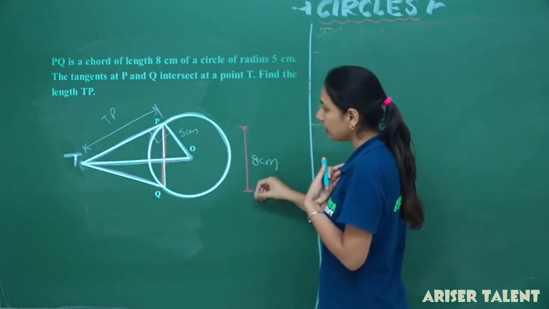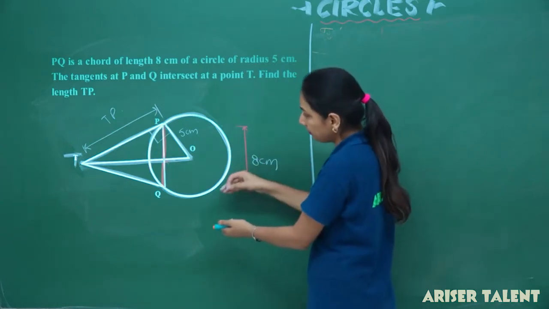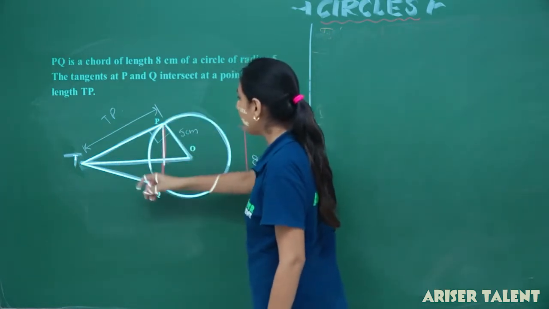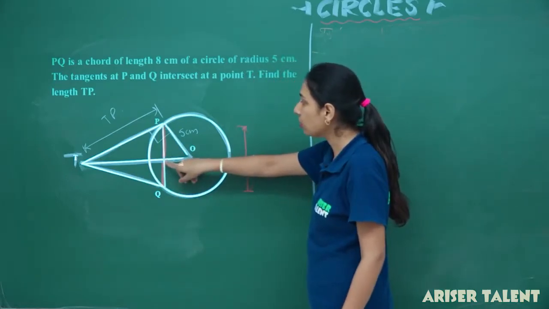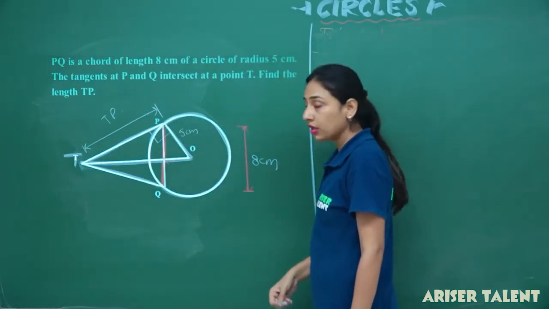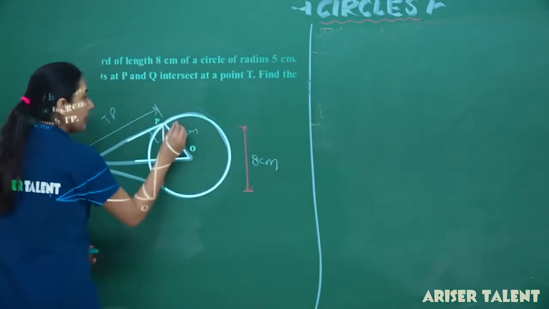Now I have this as 8. So if this PQ is 8, it is the angle bisector of this angle and also the bisector of this PQ chord. Now if it is a bisector, then it will be of what?